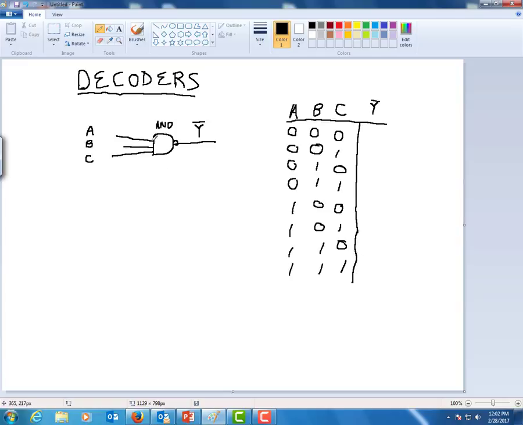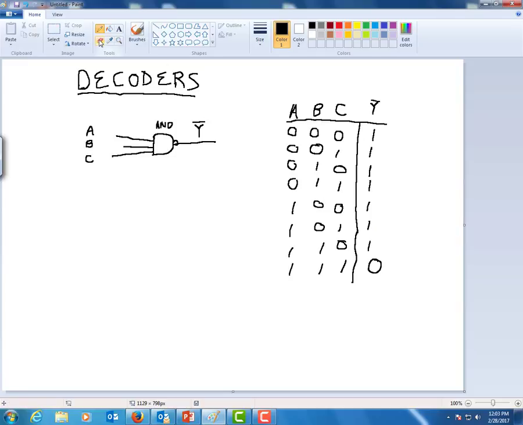Now, what case is Y going to be low if we're using this example? There's only one case. This case. When they're all high, the output will be low, because remember, you have that inverter bubble. All other cases, it's going to be a 1.